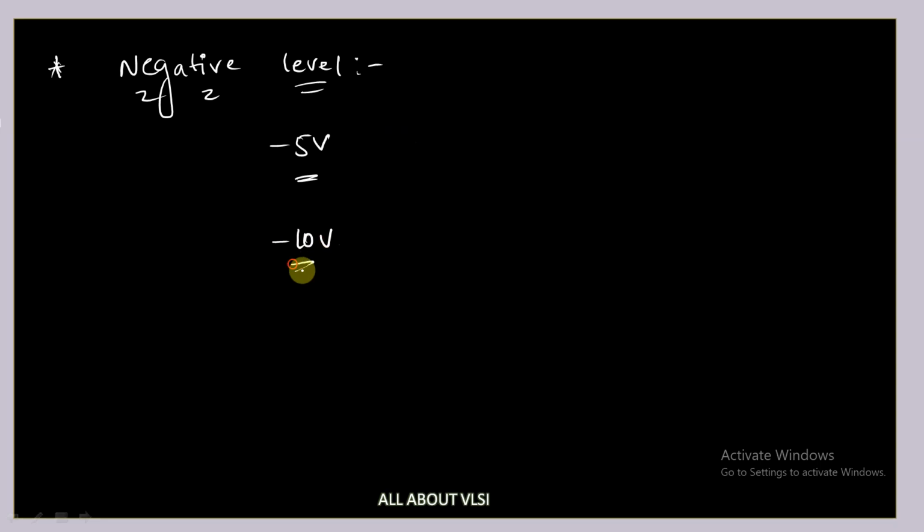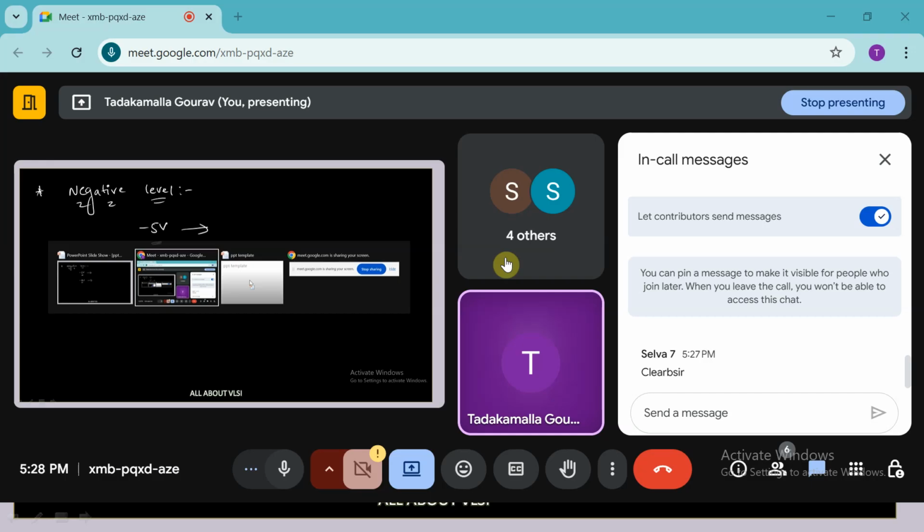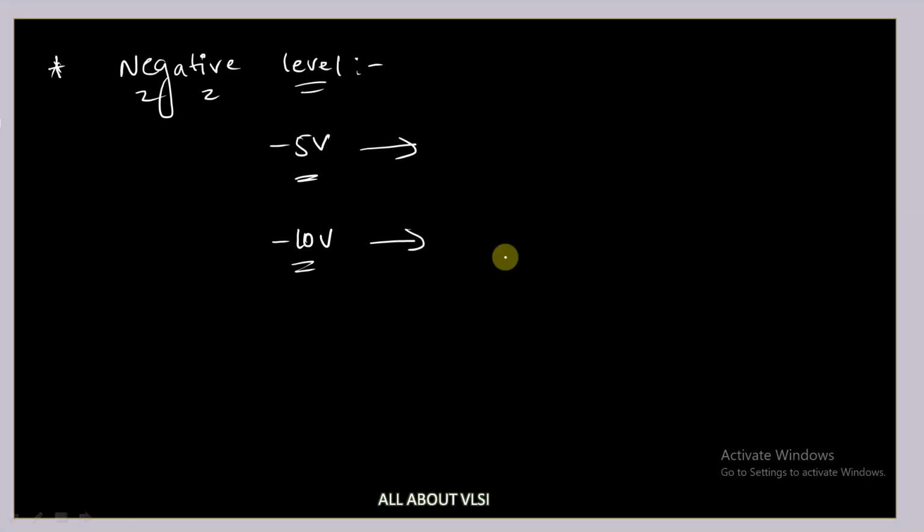Now let's say we have a question like this: suppose we have to represent voltages in negative level. Let's say we have minus 5 volts and minus 10 volts. Can anyone tell me what minus 5 volts is represented by, and what minus 10 volts is represented by in the negative level?